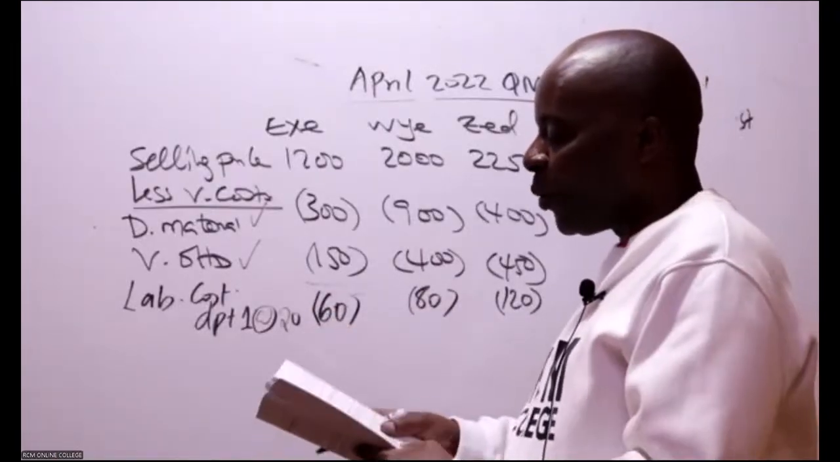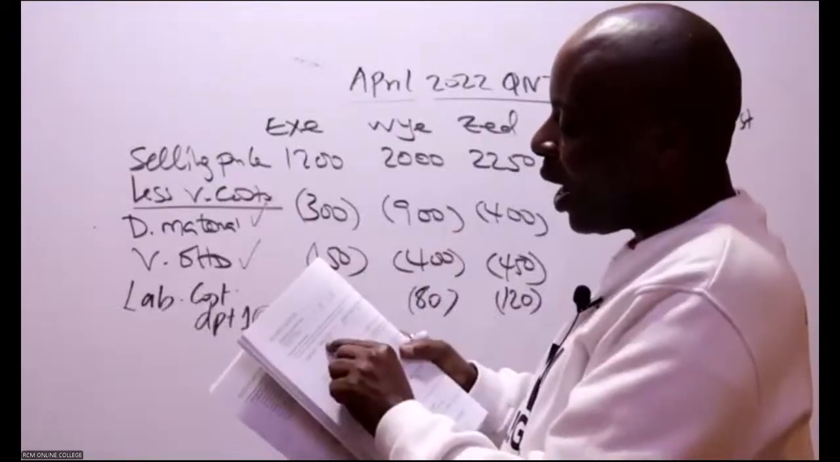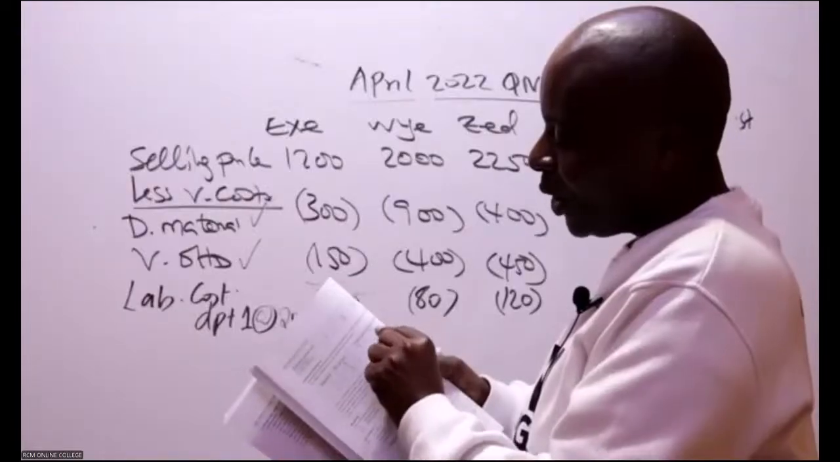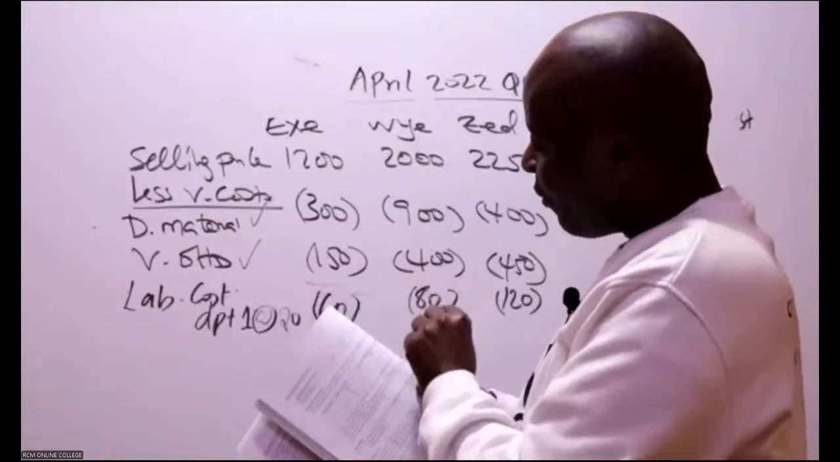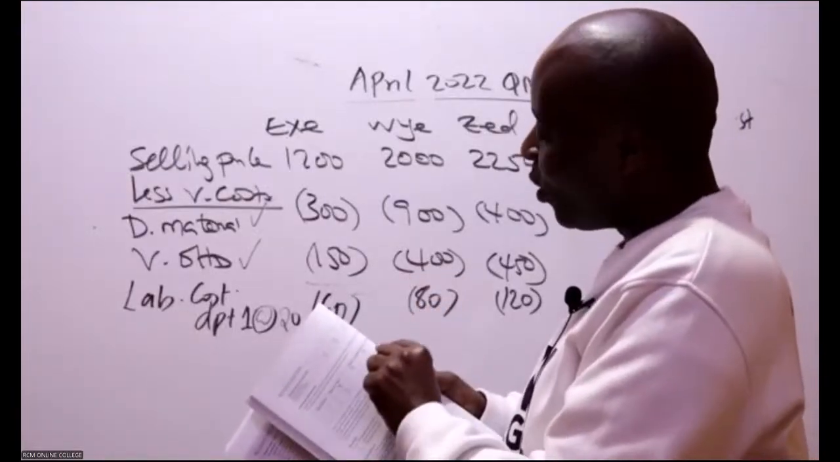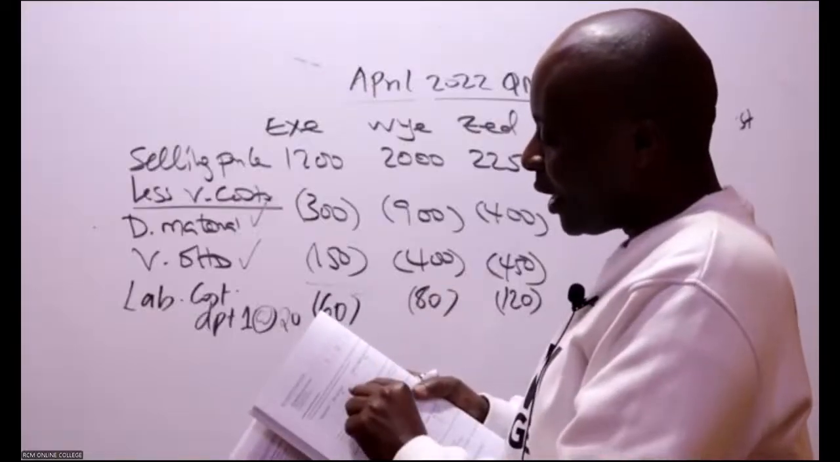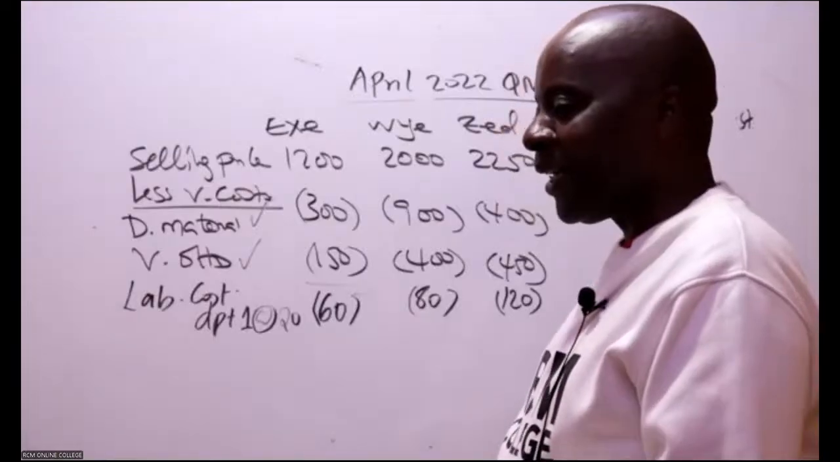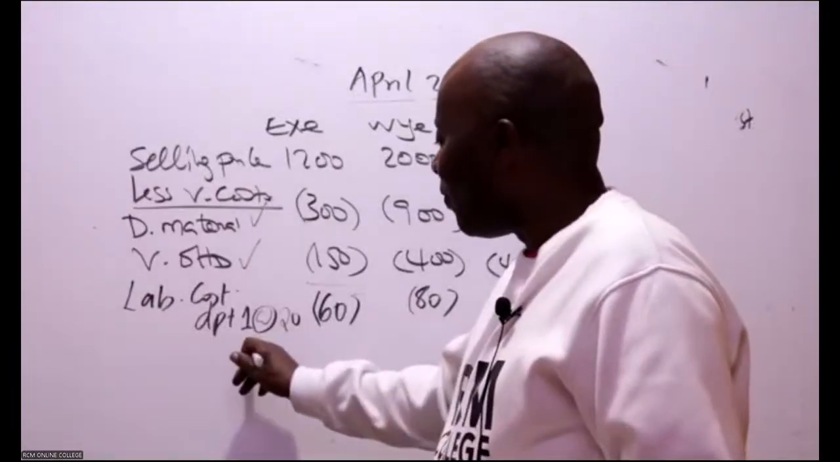So what am I doing? I'm taking the rate per hour times the number of hours for each product. So 20 times 3 gave me 60. 20 times 4 gave me 80. 20 times 6 gave me 120. Inakuwa kupanic, eh? And that one I've always seen, eh?